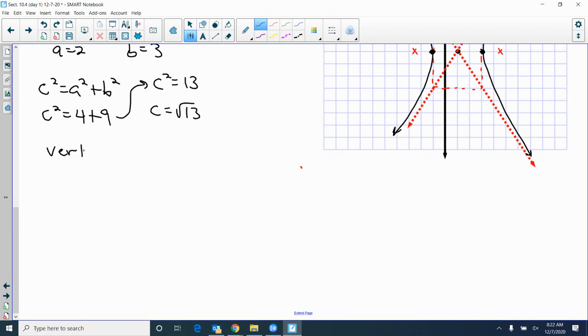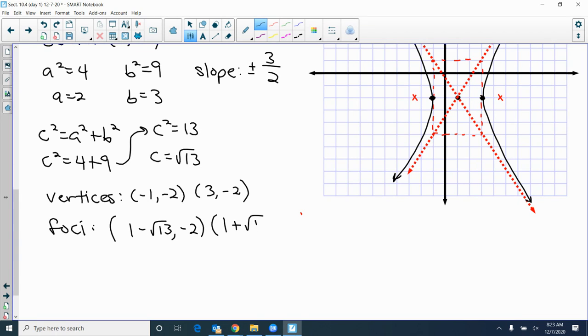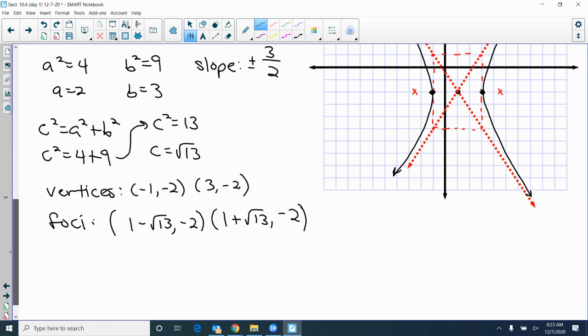Vertices will be -1, -2, and 3, -2. My foci are going to go from the center, which is 1, so it should be 1 minus square root of 13, -2, and 1 plus square root of 13, -2. And the equation of the asymptotes.